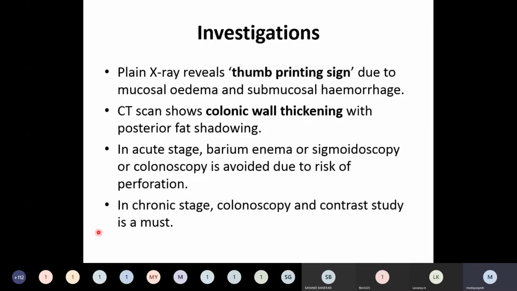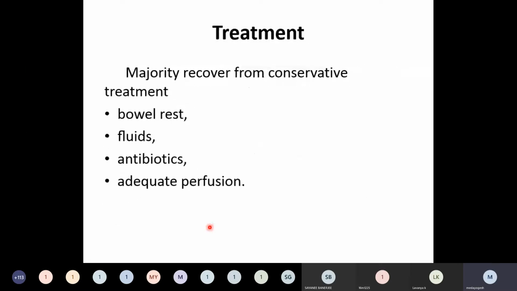But in the chronic stage, once the patient is stable and the symptoms have subsided, but he has got some mild discomfort or symptoms, in such cases colonoscopy and contrast study is a must in order to look into the inside of the colon and take a biopsy if required.